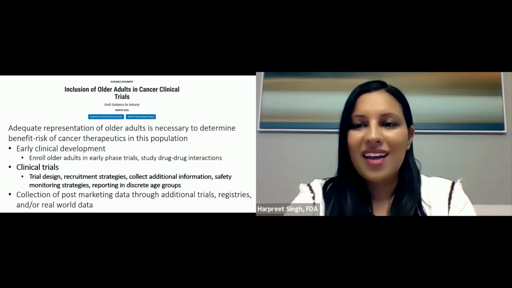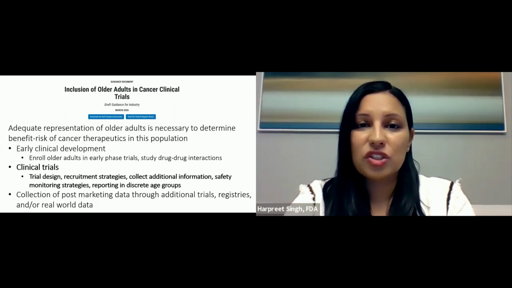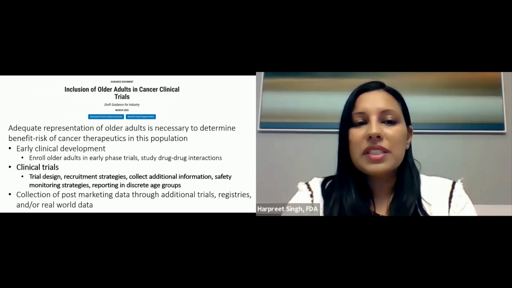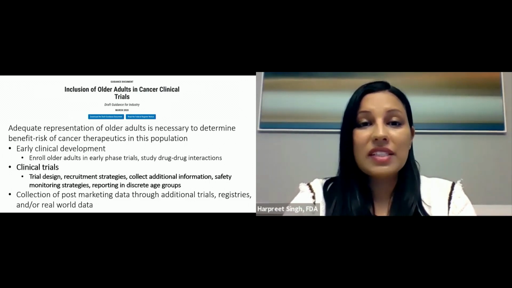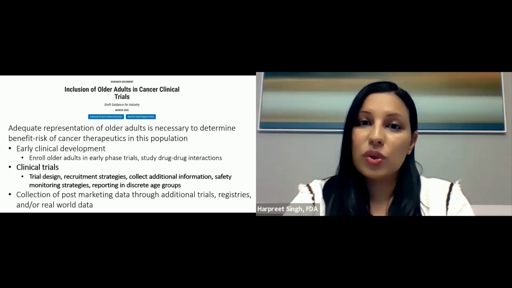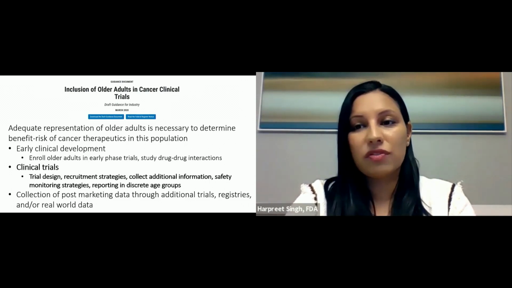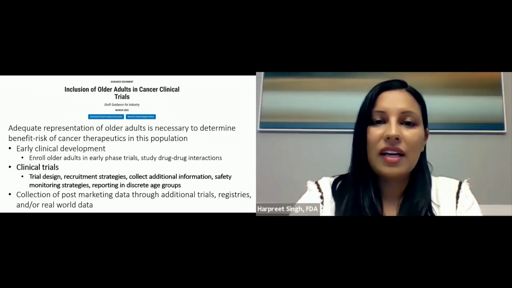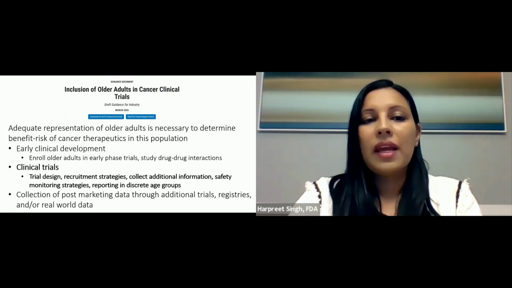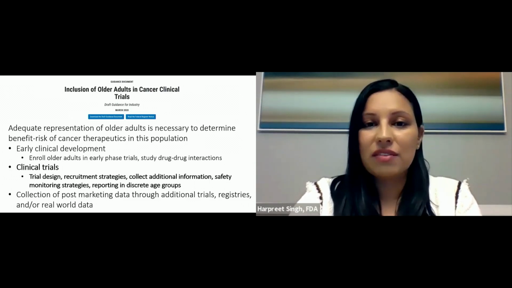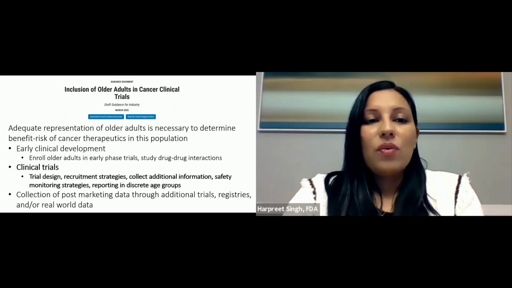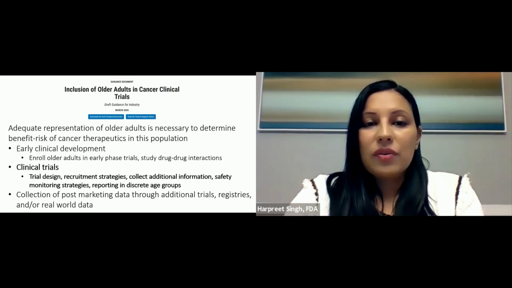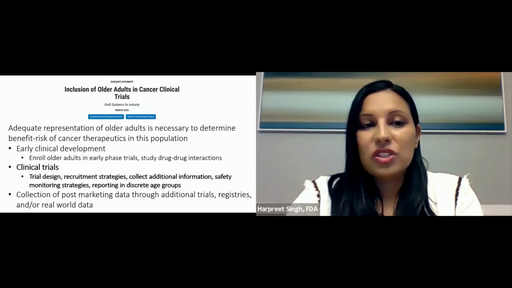In March 2020, the FDA released a draft guidance for industry specifically on inclusion of older adults in cancer clinical trials. The impetus for this guidance came from the 2017 co-sponsored FDA ASCO workshop on cancer in older adults, in which we heard from investigators and industry sponsors that they wanted very specific guidance on how to include older adults in cancer clinical trials in all phases of drug development. The guidance is based on the premise that adequate representation of older adults is necessary to determine the benefit risk of cancer therapeutics in this population.